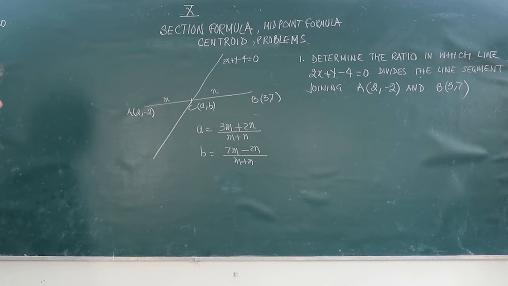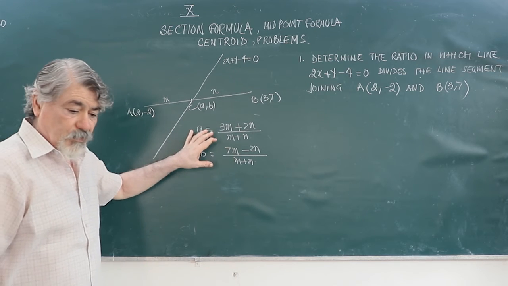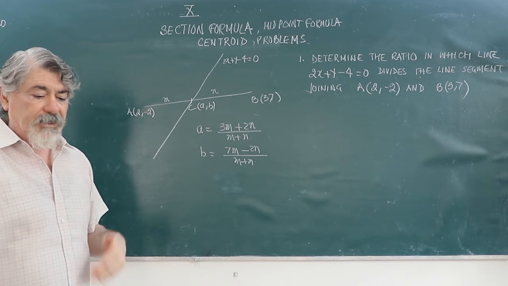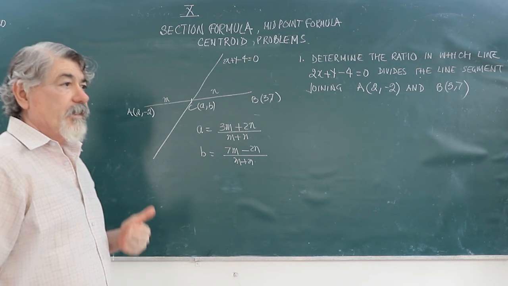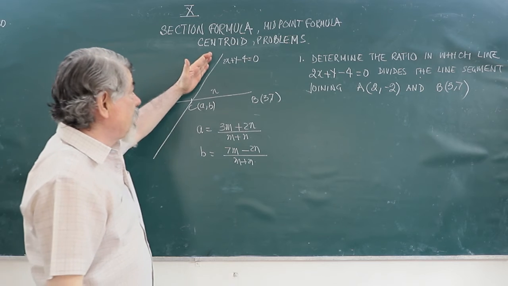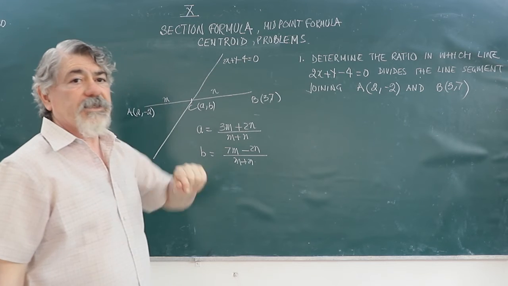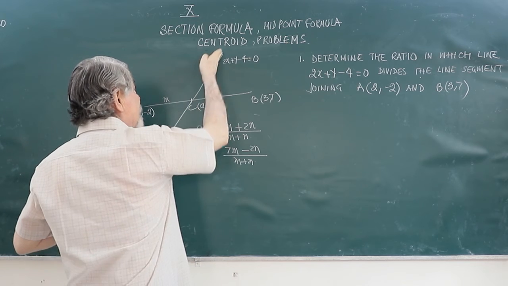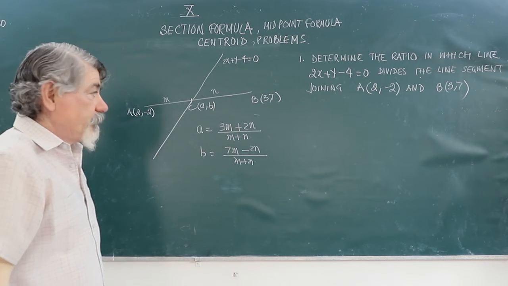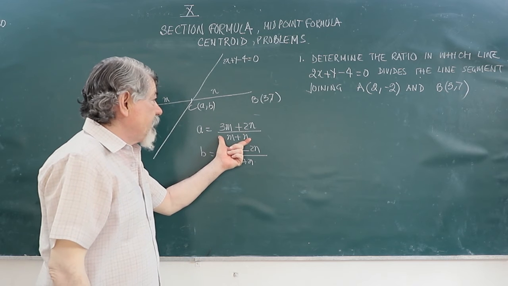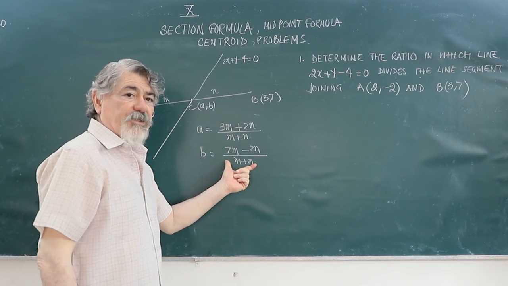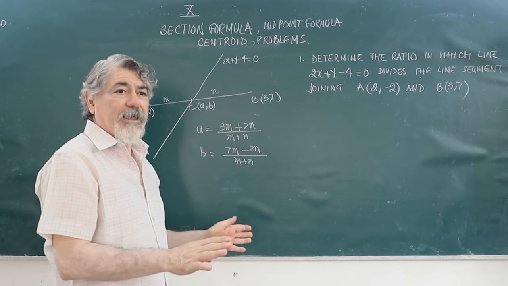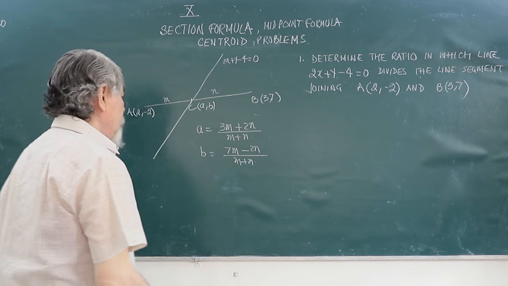Now how to find m and n? These coordinates A and B should satisfy this line 2x plus y minus 4 is equal to 0. Why? Because this point C is lying on this line. Satisfying means in place of x I should put this, in place of y I should put that in the equation, and let us try and do what we can.